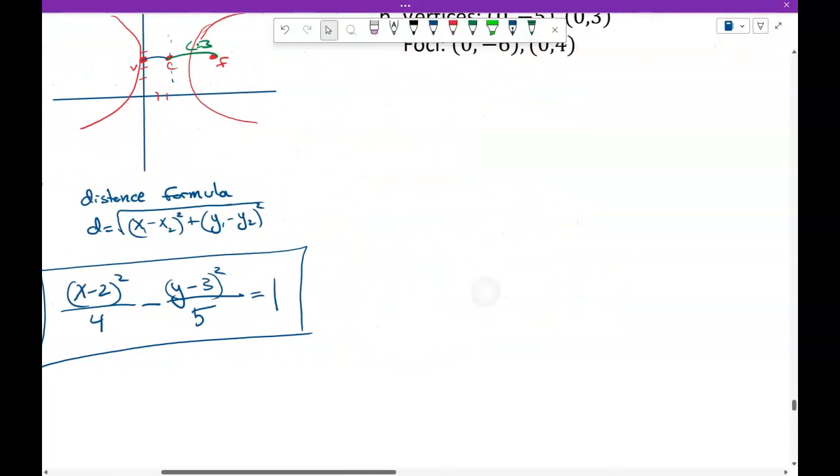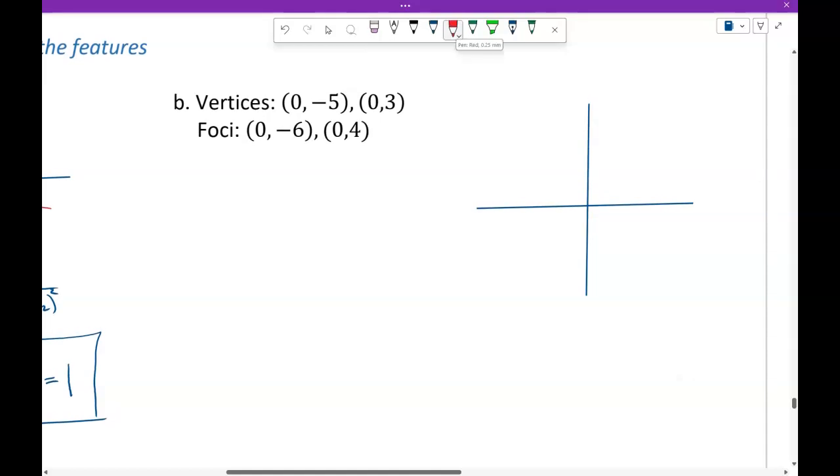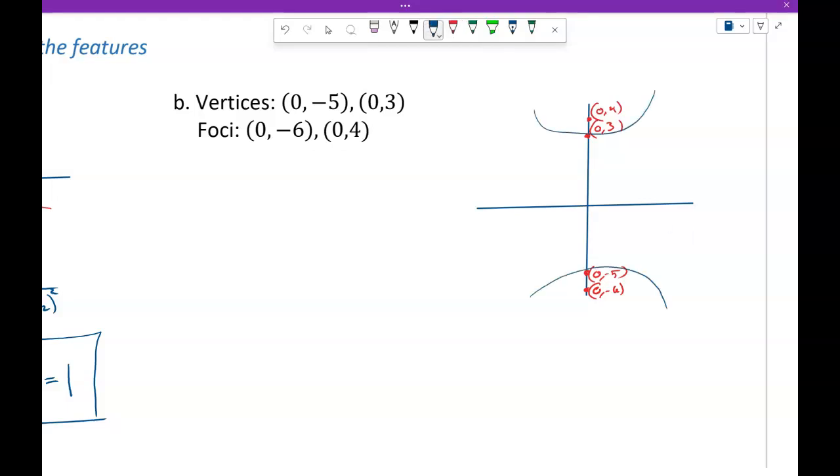We can do one more time. Again, we want to draw a diagram to start. We have our vertices. So here we're given a vertex at 0, negative 5, as well as one at 0, 3, and then 0, negative 6, and 0, 4 for the foci. So here we have a hyperbola that opens vertically. So we'll use the formula where y is first.